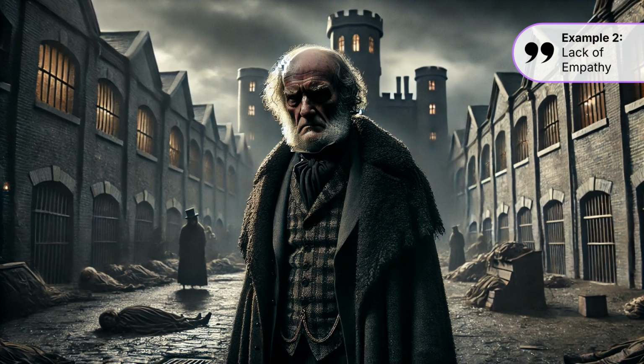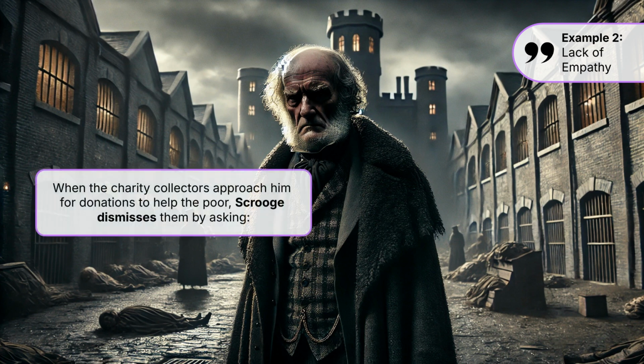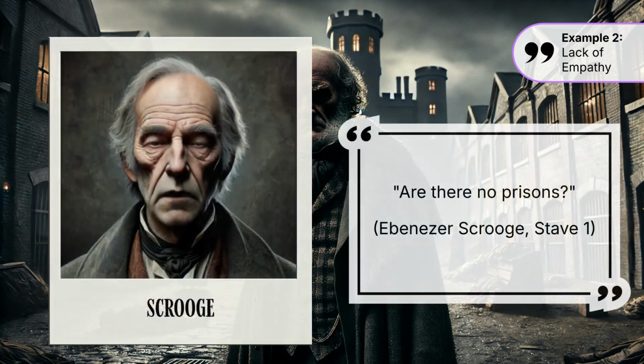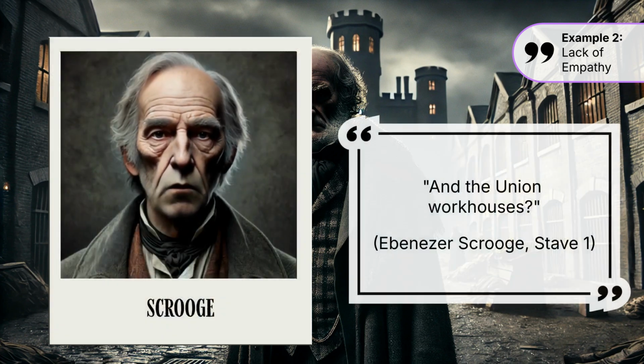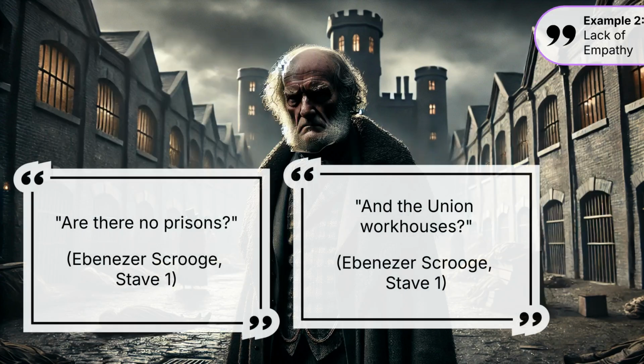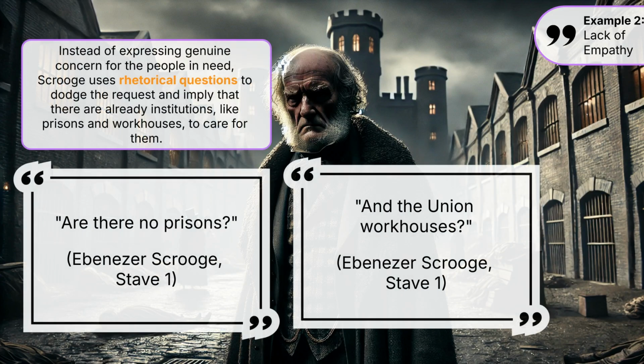Secondly, Scrooge's interactions with other characters further illustrate his miserly nature. When the charity collectors approach him for donations to help the poor, Scrooge dismisses them by asking, "Are there no prisons? And the union workhouses?" This shows that instead of expressing genuine concern for the people in need, Scrooge uses rhetorical questions to dodge the request and imply that there are already institutions, like prisons and workhouses, to care for them. This demonstrates his lack of empathy and unwillingness to part with his wealth.